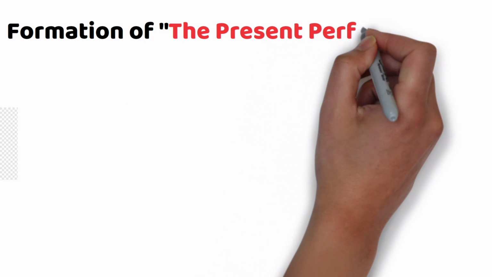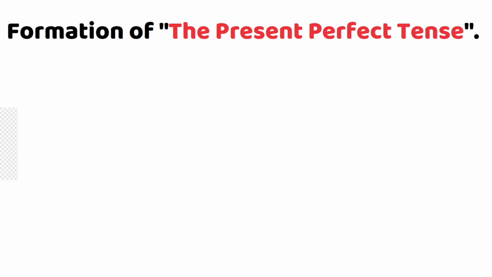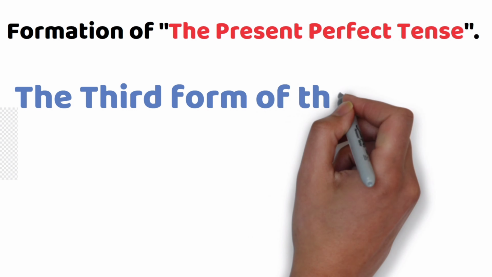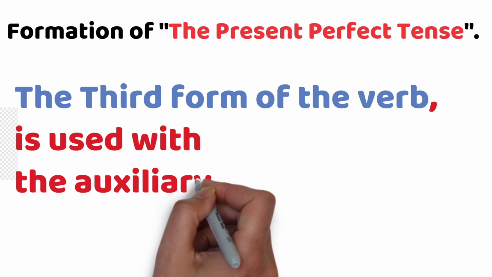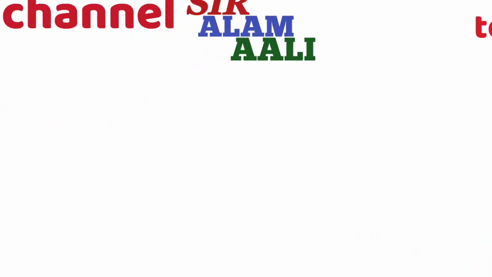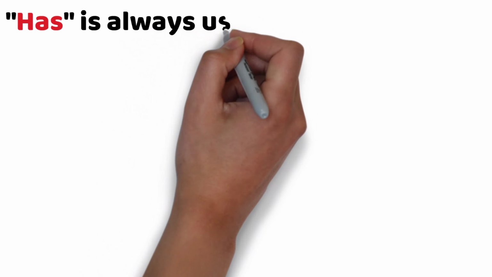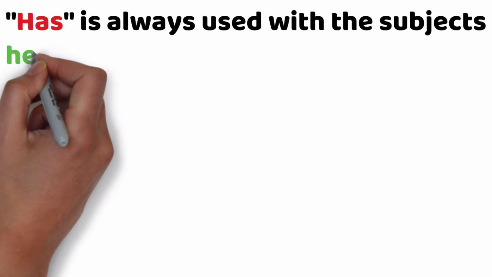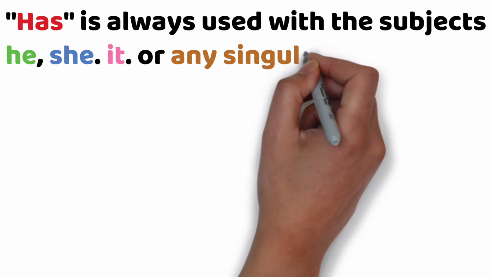Formation of the present perfect tense. The third form of the verb is used with the auxiliary verbs has or have to form this tense. Has is always used with the subjects he, she, it, or any singular noun.